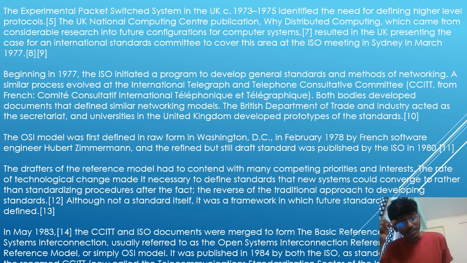The OSI model was first designed in raw form in Washington, D.C. in February 1978 by French software engineer Hubert Zimmermann, and the refined draft standards were published by the ISO in 1980.